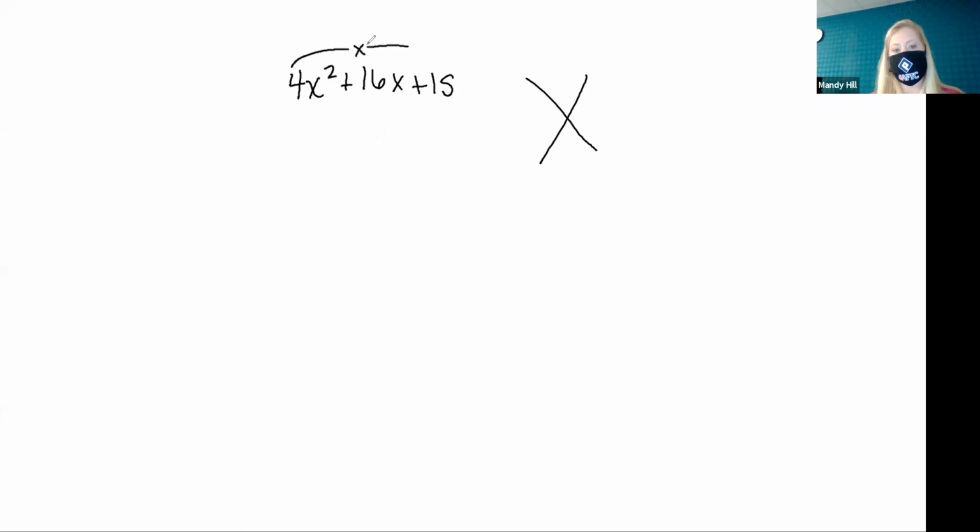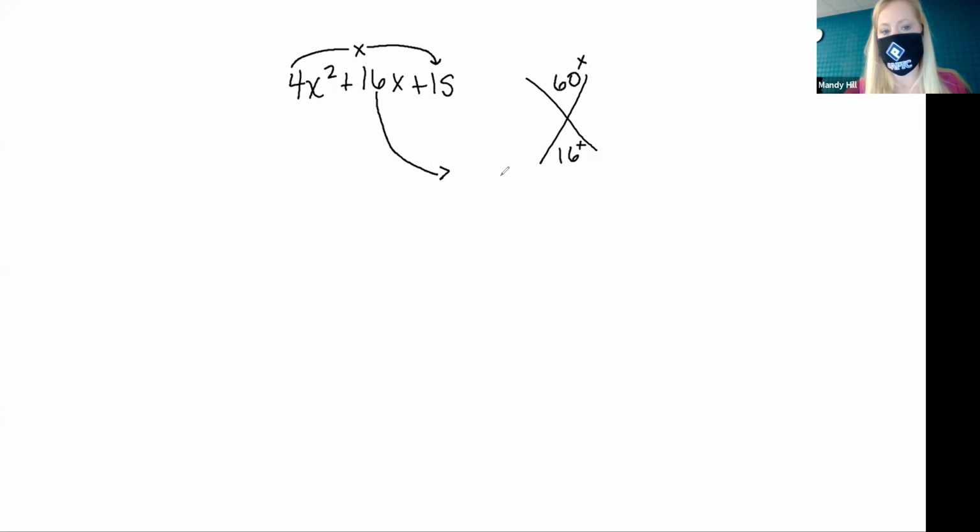So here's our problem that we're supposed to factor: 4x squared plus 16x plus 15. Okay, there's a number in front of the x squared, which means I'm going to have to do 4 times 15 to get the number I'm supposed to multiply, and 4 times 15 is 60. So we need something that multiplies to 60, but it's still going to have to add to be our 16.